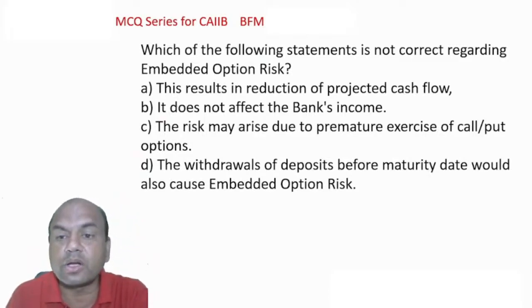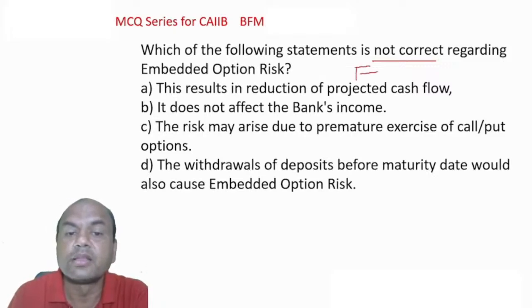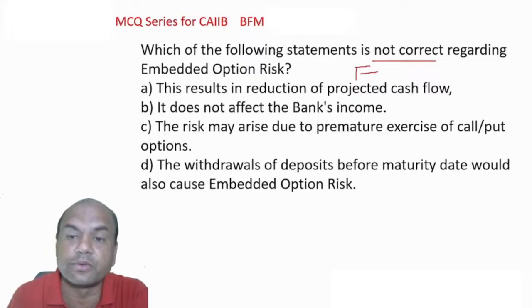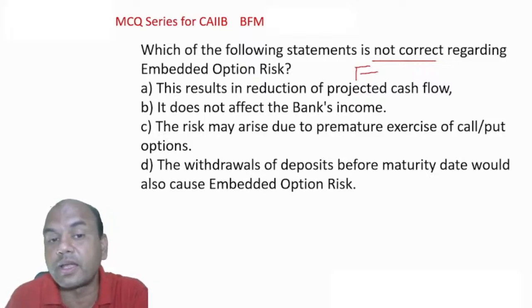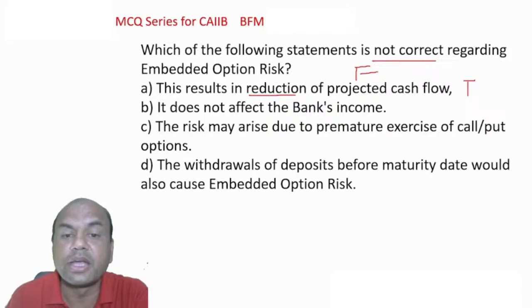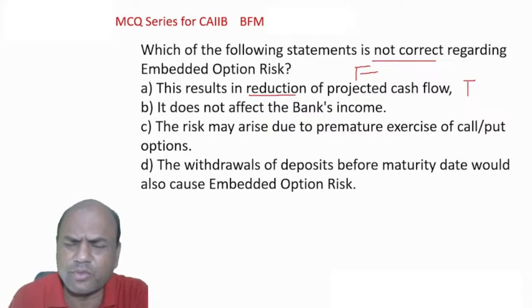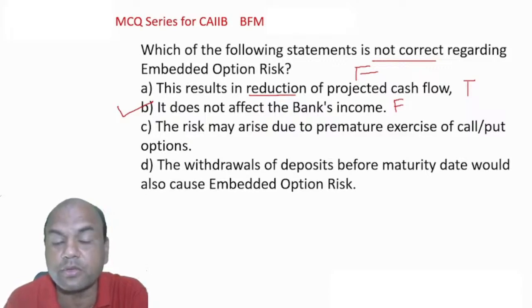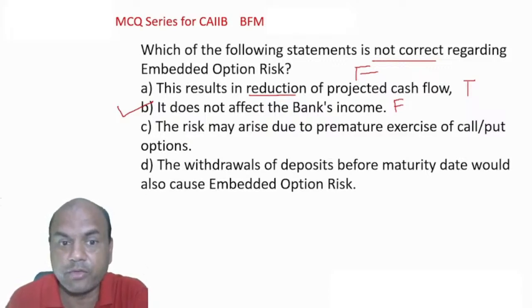Which of the following is not correct regarding the embedded option? We want a false one now. This results in reduction of the projected cash flow. Reduction in the projected cash flow, yeah, that is true. So we want a false one. It does not affect the bank's income. What is this? Does not affect. It is false. It does affect. So B is false. B is the right answer. Don't even look at C and D now, because there is no option of all of these. If you want, I'll just go through it.